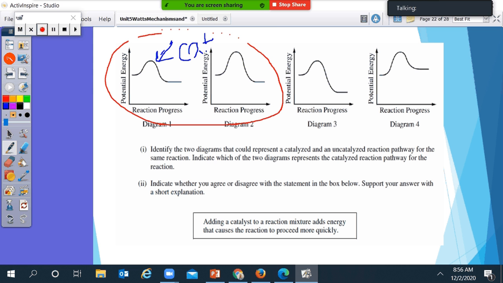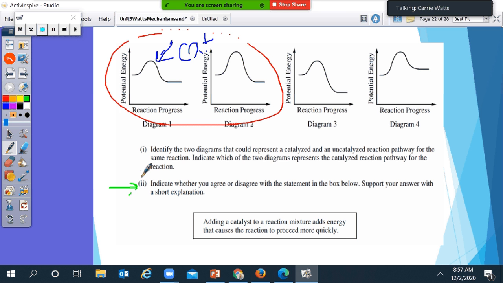Okay. Now the next part could be a little challenging. I always find these things a little challenging. Indicate whether you agree or disagree with the statement in the box below. Support your answer with a short explanation. So the statement is, adding a catalyst to a reaction mixture adds energy that causes the reaction to proceed more quickly?